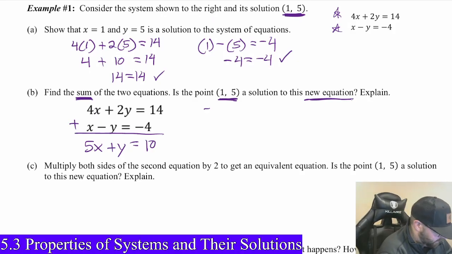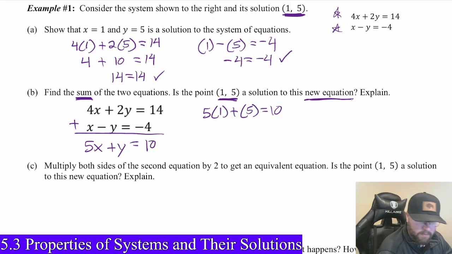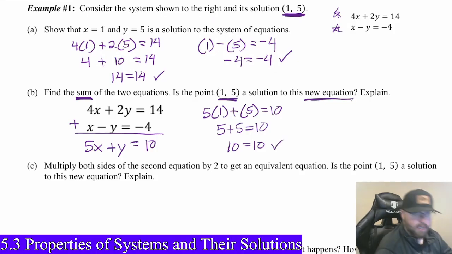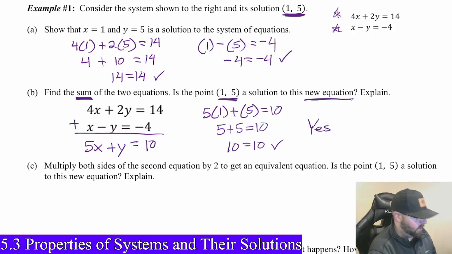So take 5 times 1 plus 5 equals 10. We get 5 plus 5 equals 10, and we see we get the same thing on both sides. So is that new equation still going to give us (1, 5) as a solution? Yes, it is.